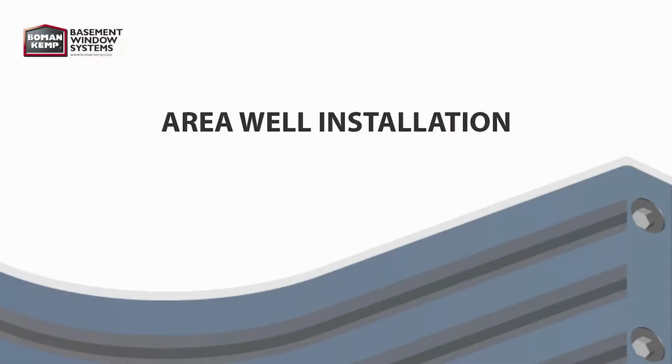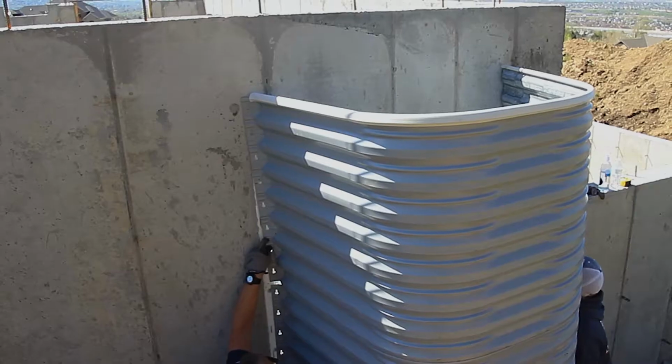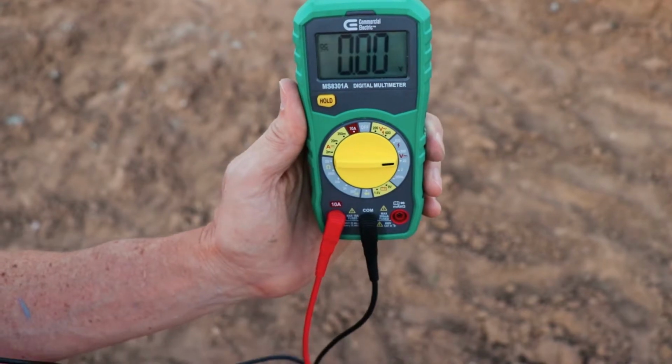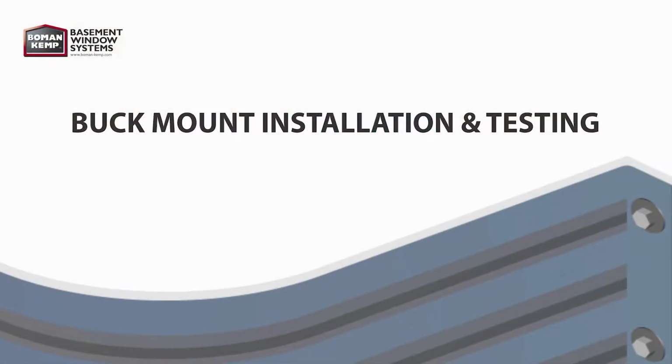The 2 methods of area well installation are buck mount and wall mount. Since you will be doing testing with both methods, we will explain testing first, then walk you through the steps of buck mount and wall mount installations. The test you will be conducting is referred to as a continuity test.